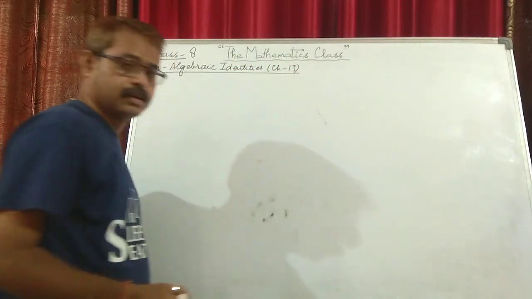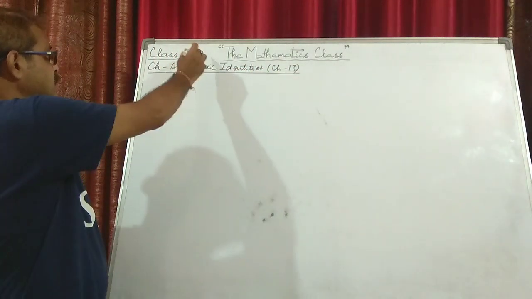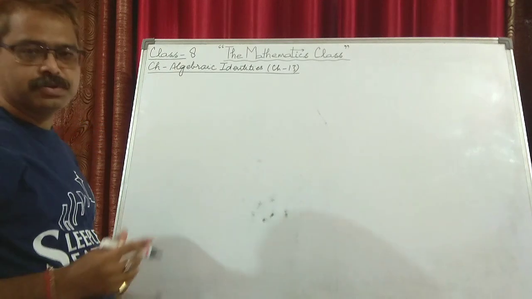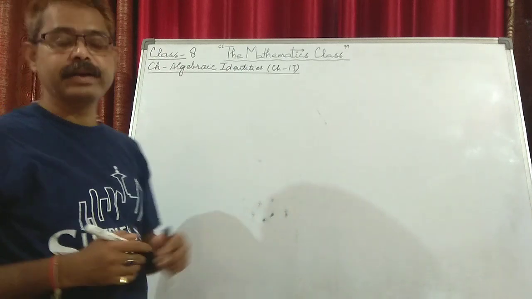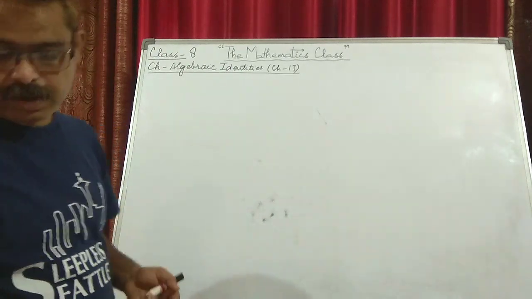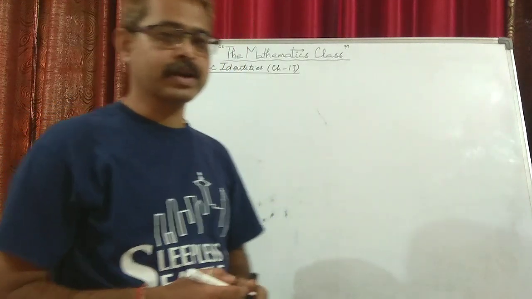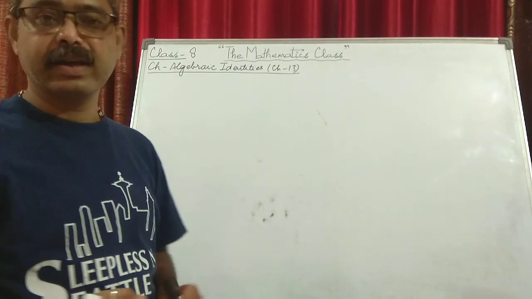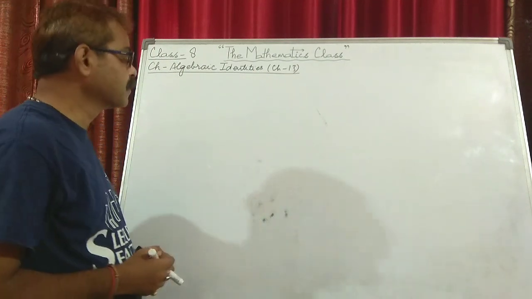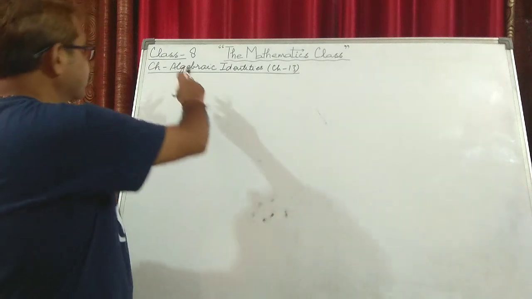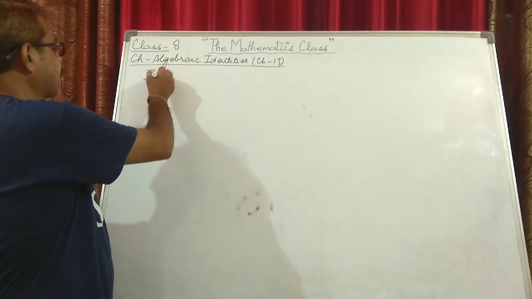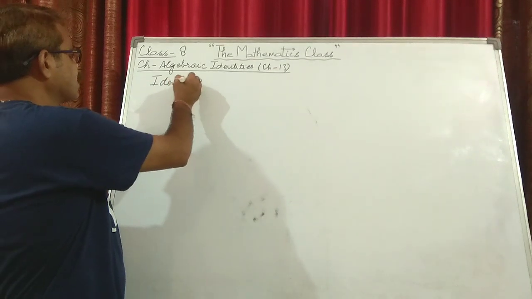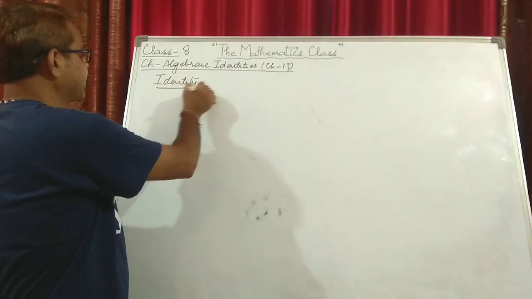Mathematics class. This class is for class 8 and we are going to start with a new chapter, that is algebraic identities. In this we will be discussing some special products, that is chapter number 13 in your textbook. Now first of all, as the chapter says, algebraic identities. So what is an identity?